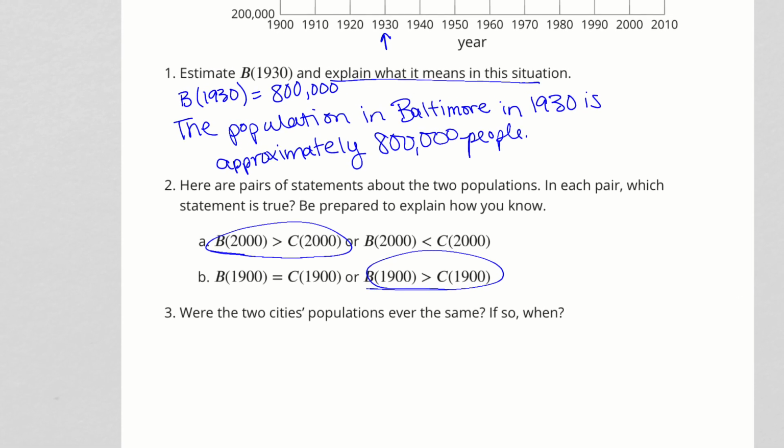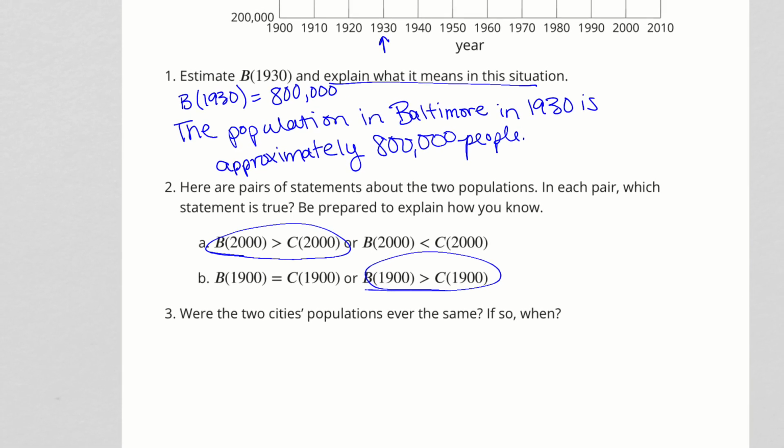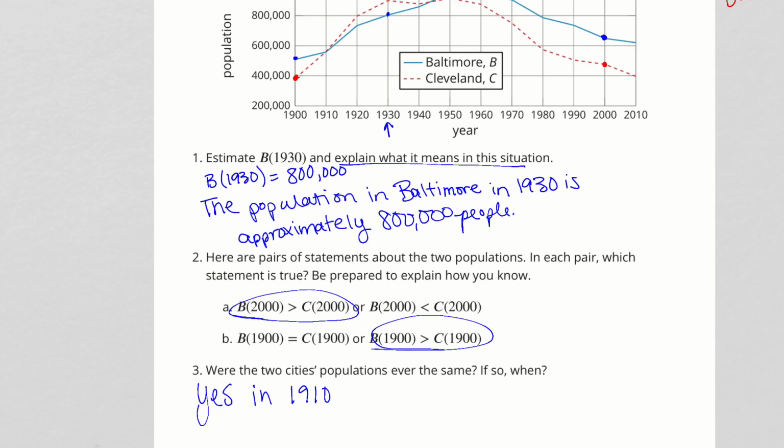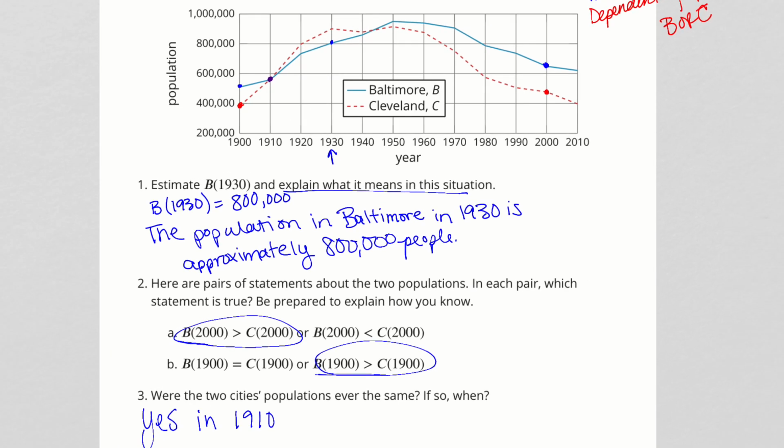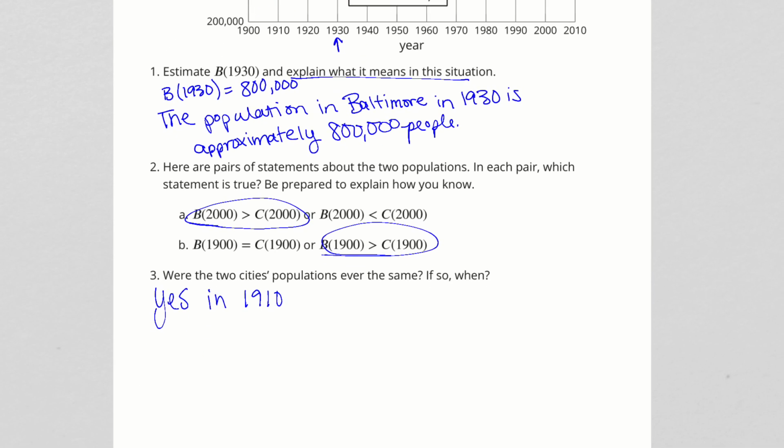So were the two cities' populations ever the same? Yes, they were, in 1910. I'm going to go up here and mark this. They were the same right here. They were also the same right here. Let's say around 1943. Excellent job. Let's go to the next page.